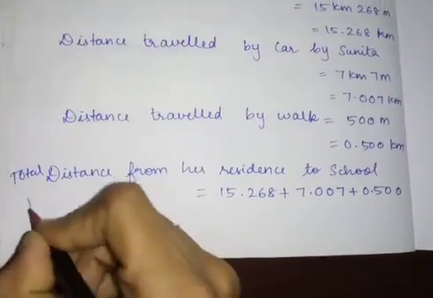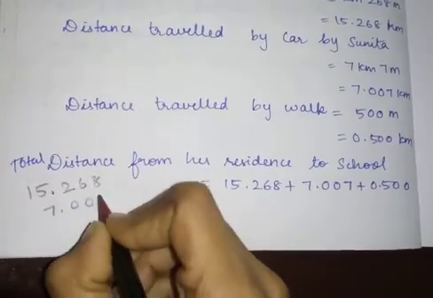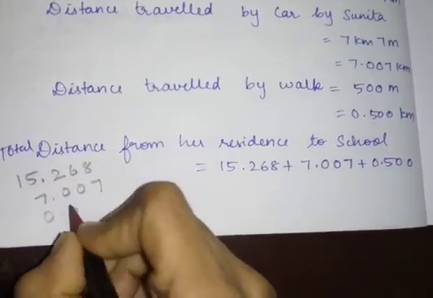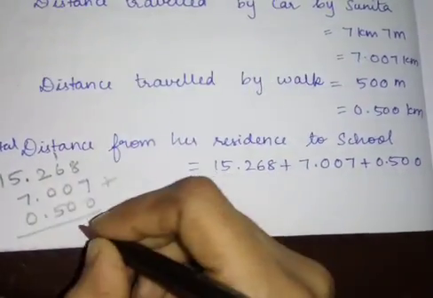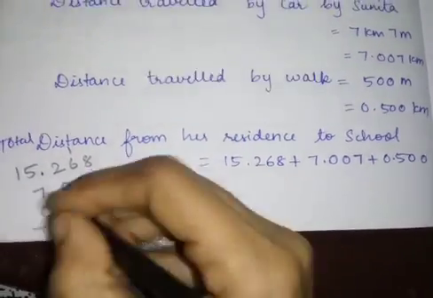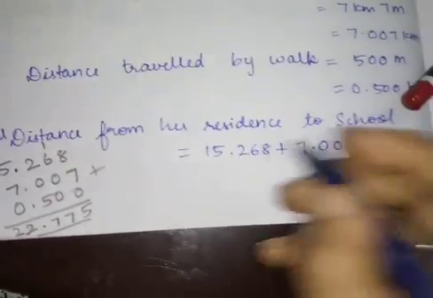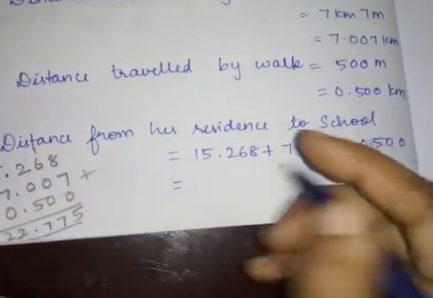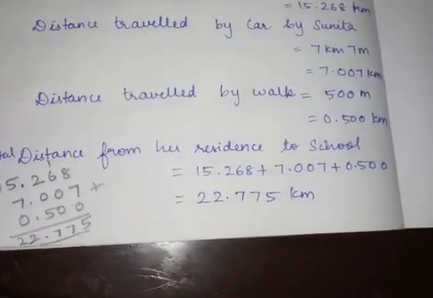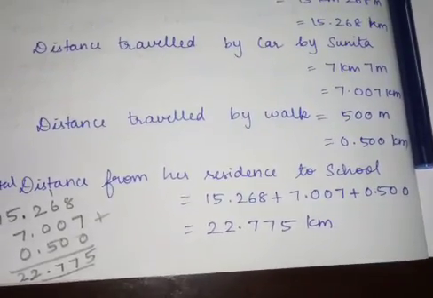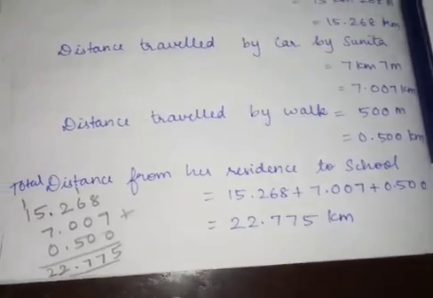So now I'm adding here, children, because I don't have space there. I'm adding 7.007. Next, 0.500. Just add all the three. 8 plus 7, 15, 1, 7, 7, then 12, 1, 2. 22.775. What is the total distance from her residence to school? 22.775 kilometer. Okay, this is her total distance from her residence, which means from her home to school.